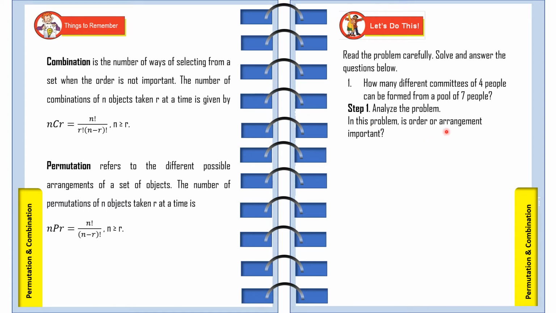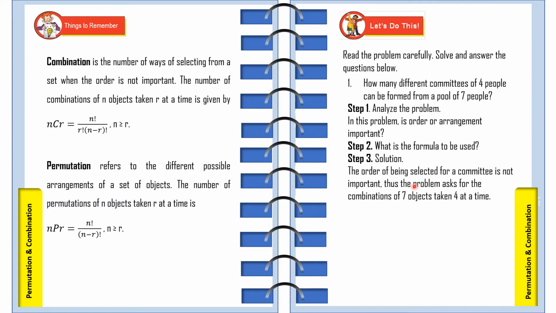Is order or arrangement important? Because we're talking about situations involving combination or permutation, you need to answer that question. Second, step 2, what is the formula to be used? It's very important that we use the correct formula. And our step 3, we go to the solution.